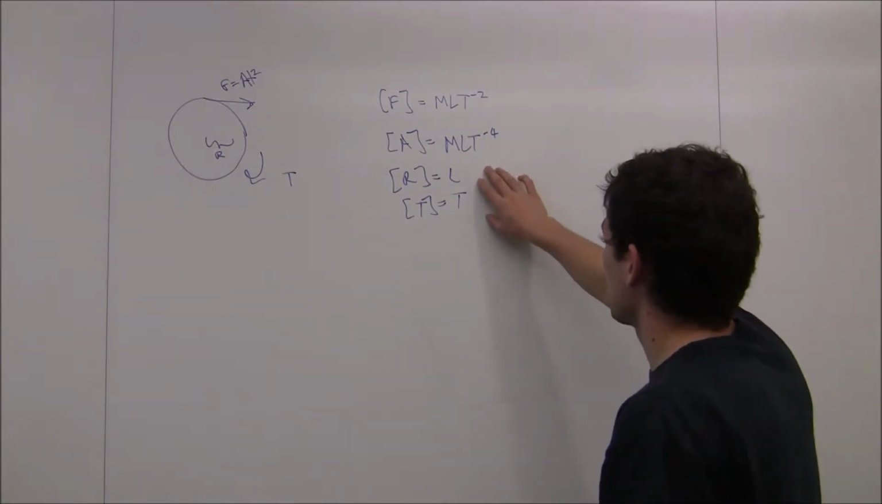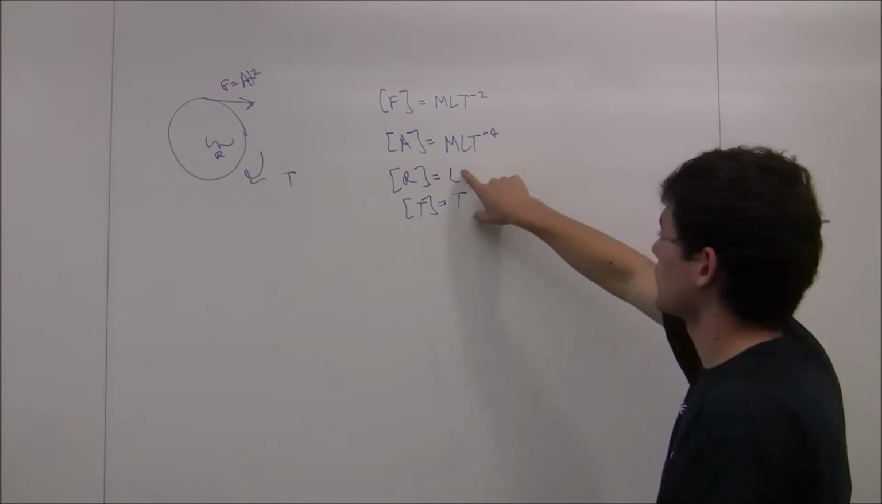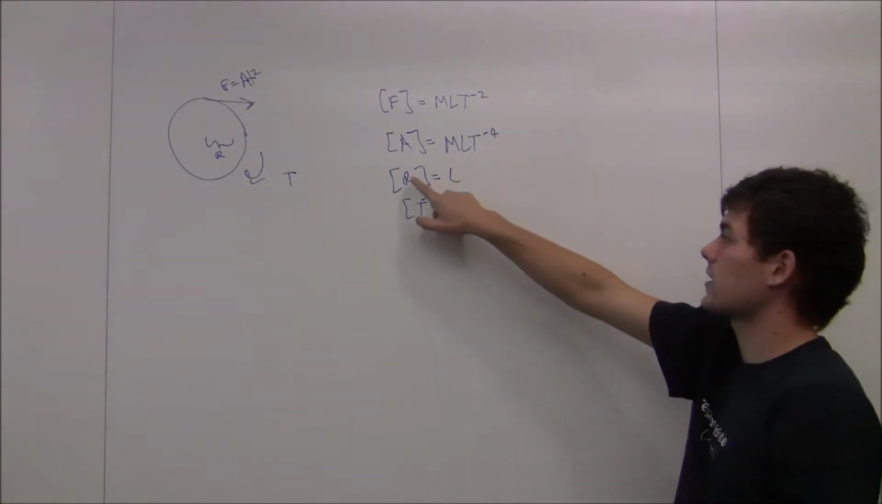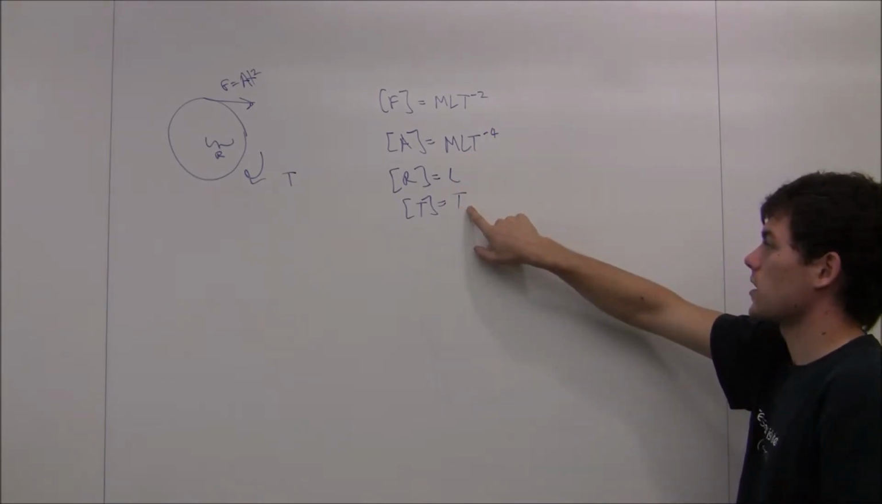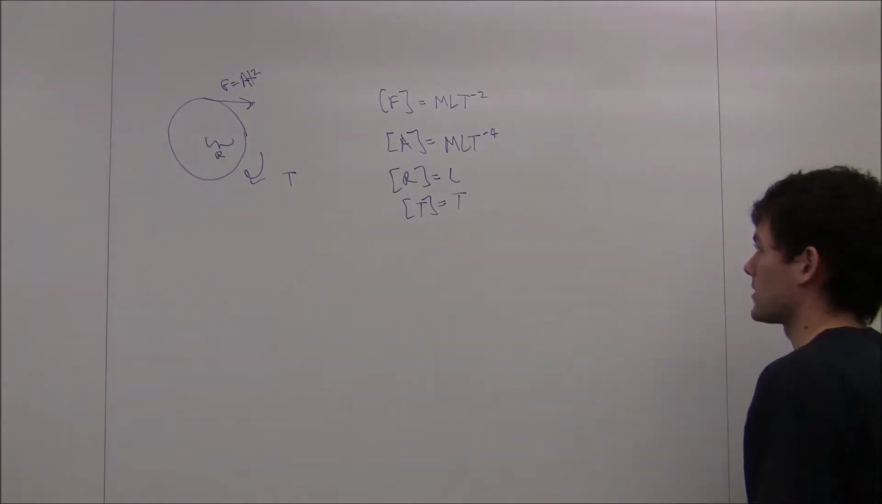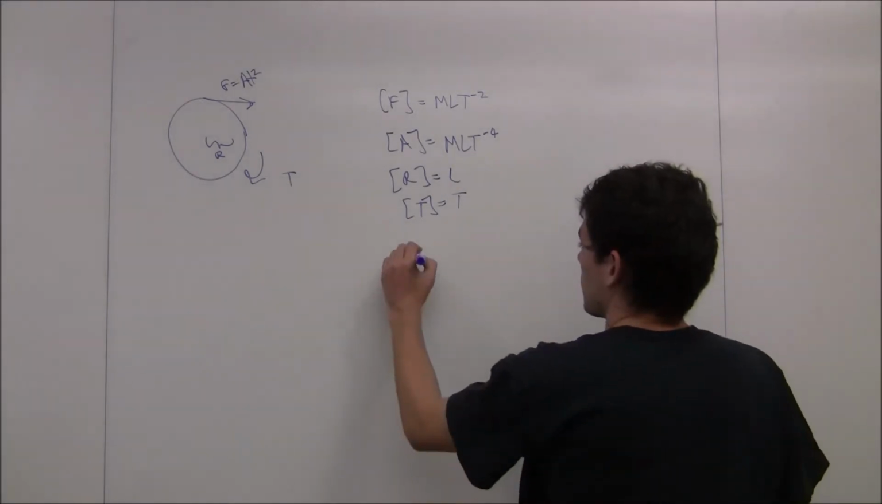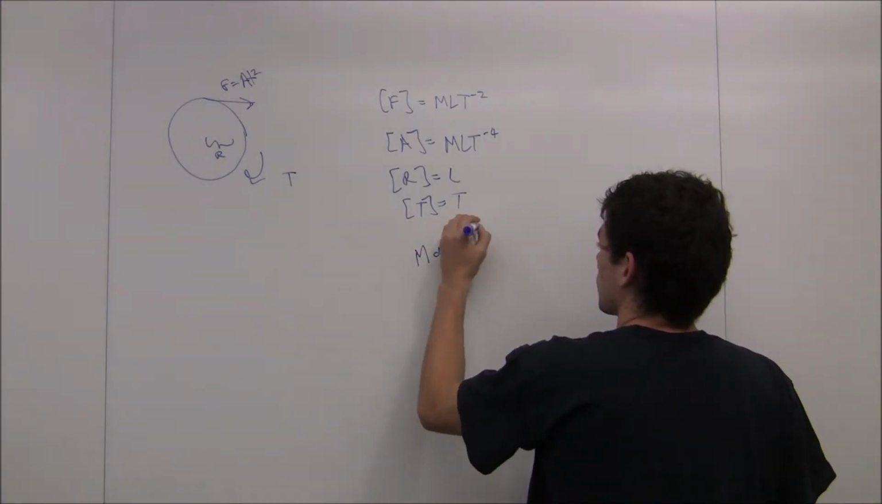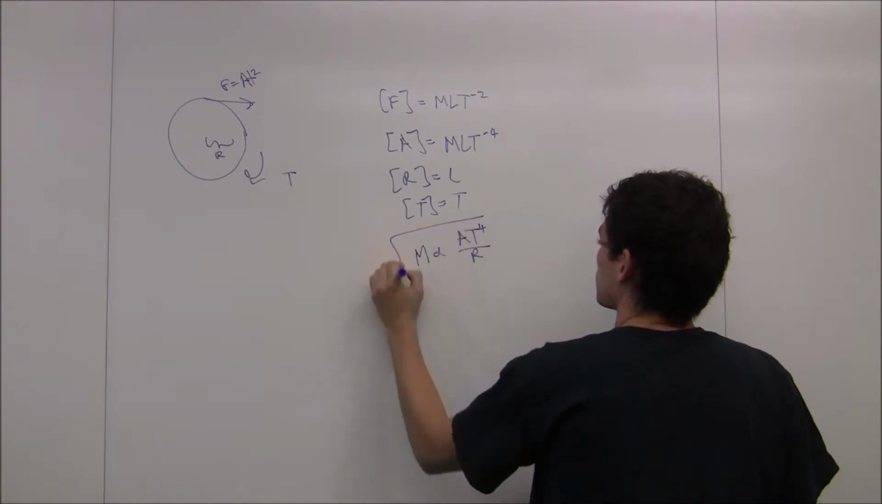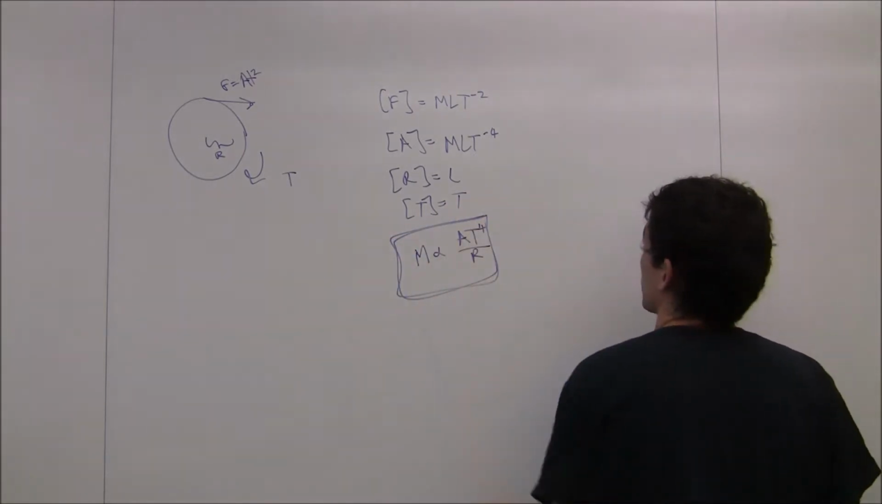So this tells us that we can use one inverse factor of r to cancel out that L, and 4 factors of period to cancel out that T to the negative 4, in order to get mass is proportional to A T to the 4th over r. So that's our answer for part A.